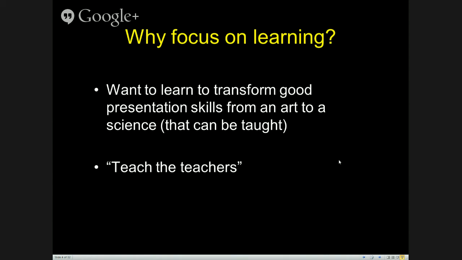So why do I bother telling you about how humans learn? Well, maybe it will help us transform good presentation skills that come naturally to individuals from an art to a science that can be taught, and that the audience can actually emulate and become more effective presenters. Essentially, in education lingo, it's teach the teachers.